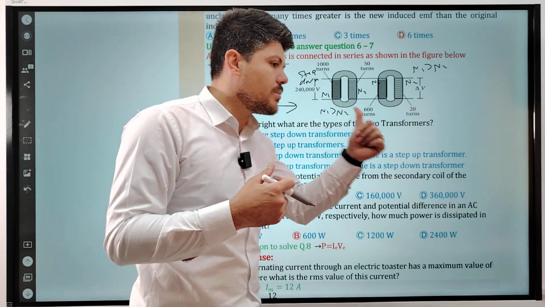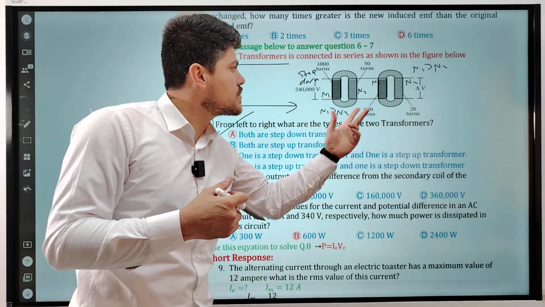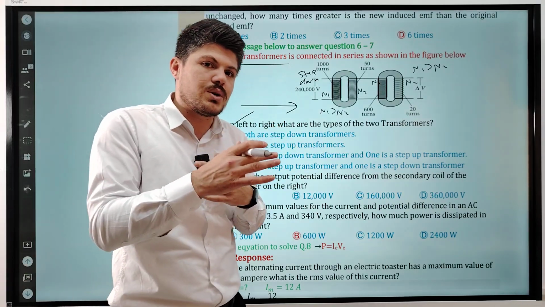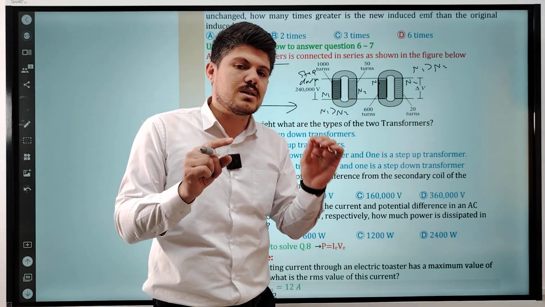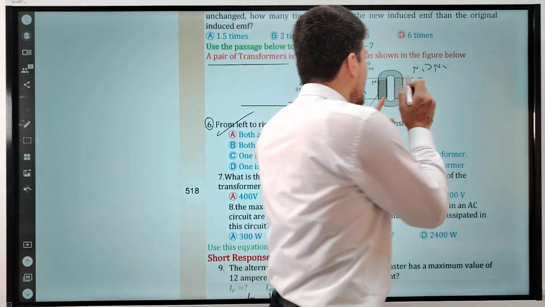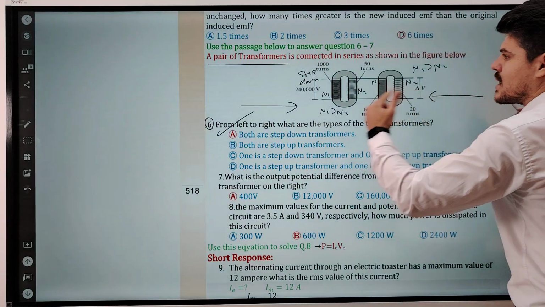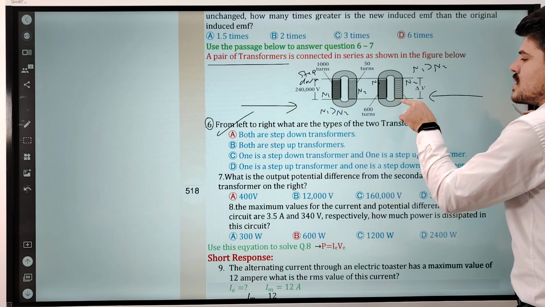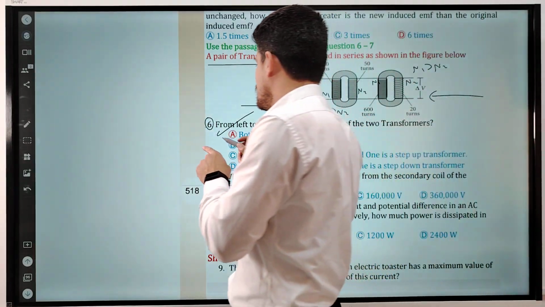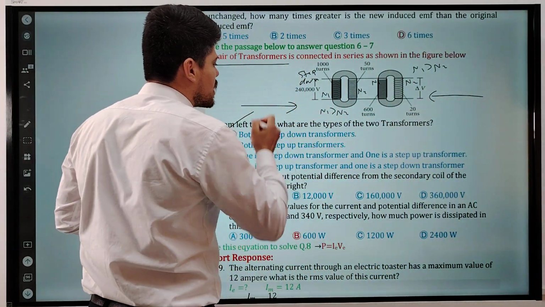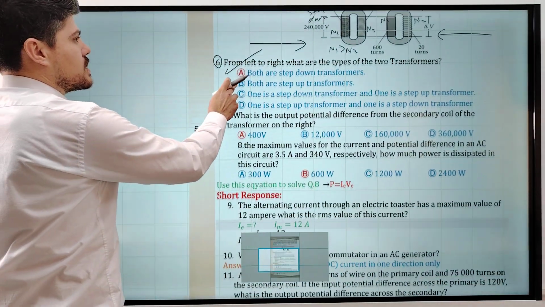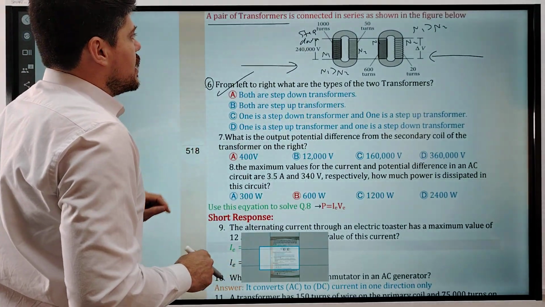But in the case from right to left, the 2 transformers become step up. Be careful, maybe they will bring it in the exam like that. What are the types of the 2 transformers from right to left? From right to left, which means from this side, the first one is step up, the second one is also step up. But in this question, from left to right, both transformers are step down transformers. Okay, this is question 6.